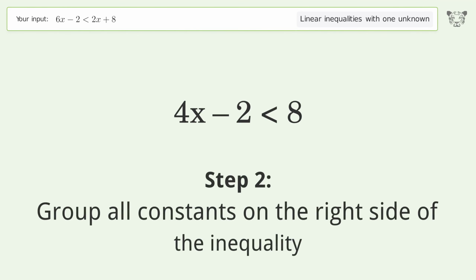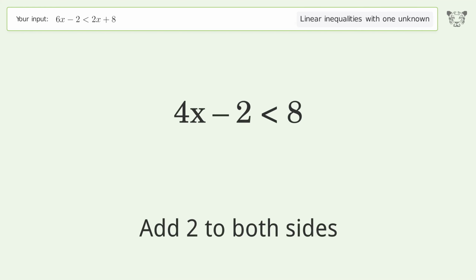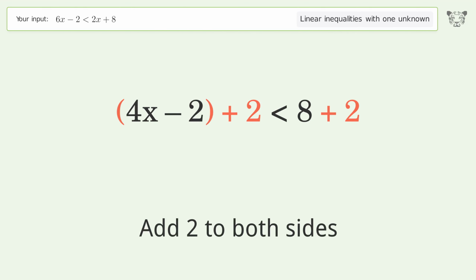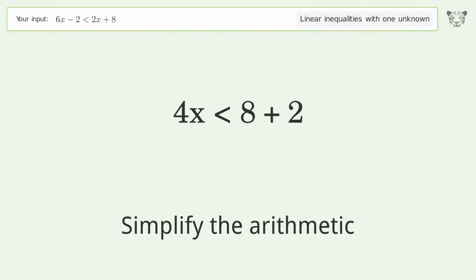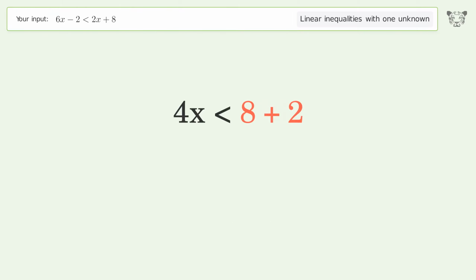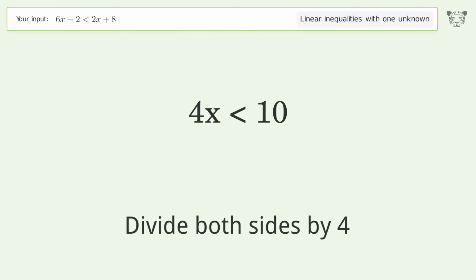Group all constants on the right side of the inequality. Add 2 to both sides. Simplify the arithmetic. Isolate the x. Divide both sides by 4.